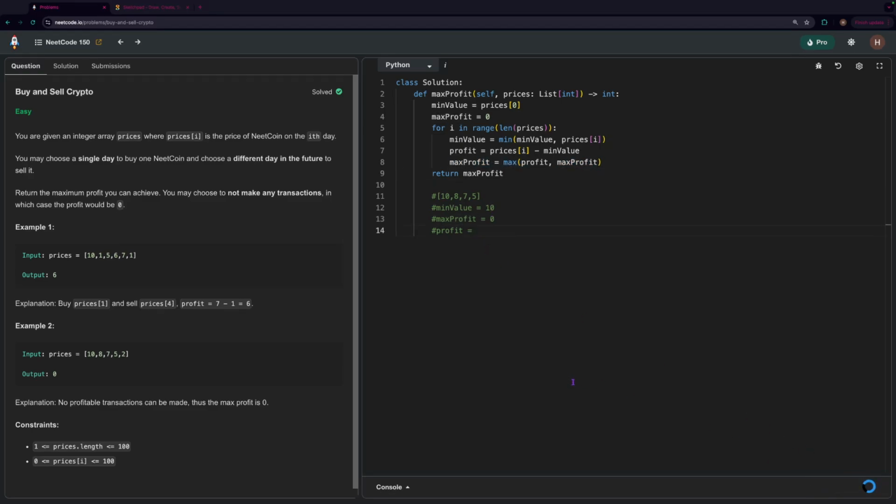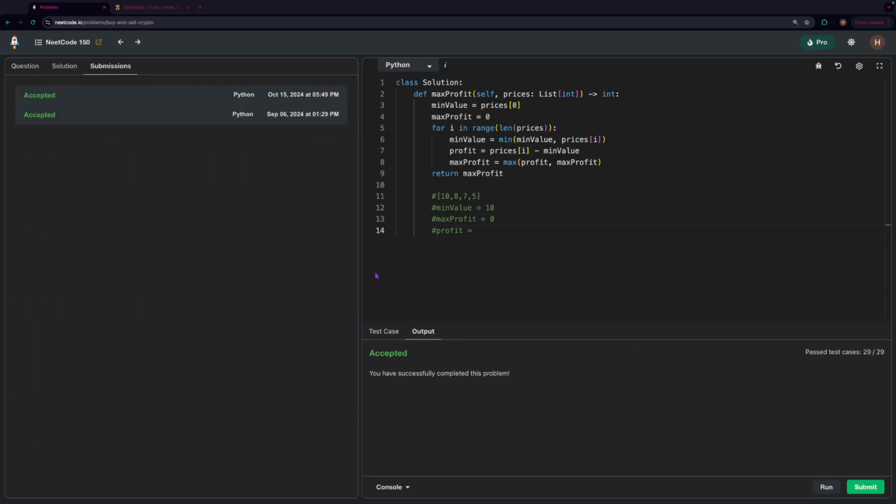So if I run this, I think the first 2 test cases should definitely work. Let's try submitting this. Cool, so this actually did work out.